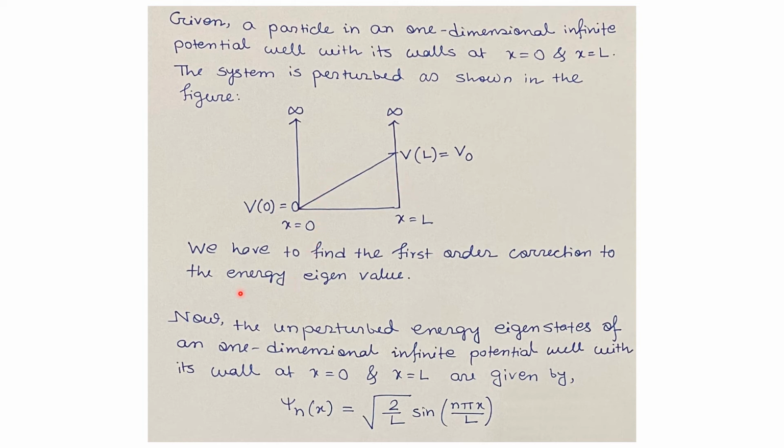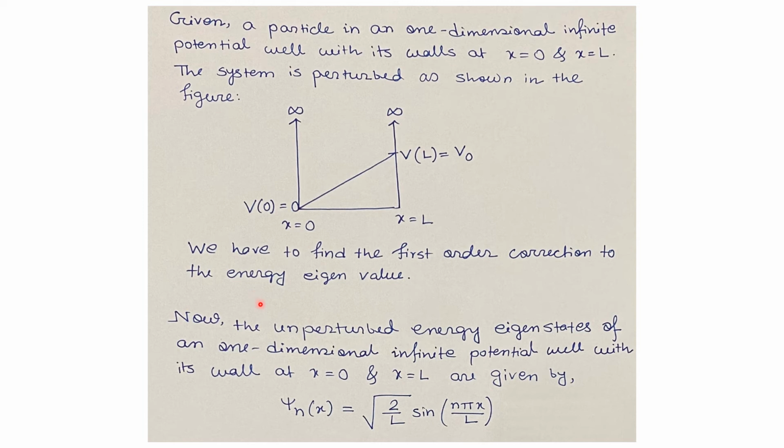In order to solve this problem, we will use time independent perturbation theory. In time-independent perturbation theory, we first solve the unperturbed system to find the eigenstates and the energy eigenvalues. Then we take the expectation value of the perturbed potential with respect to the unperturbed eigenstates, or the wave function of that system, to find the first order energy correction in that system.